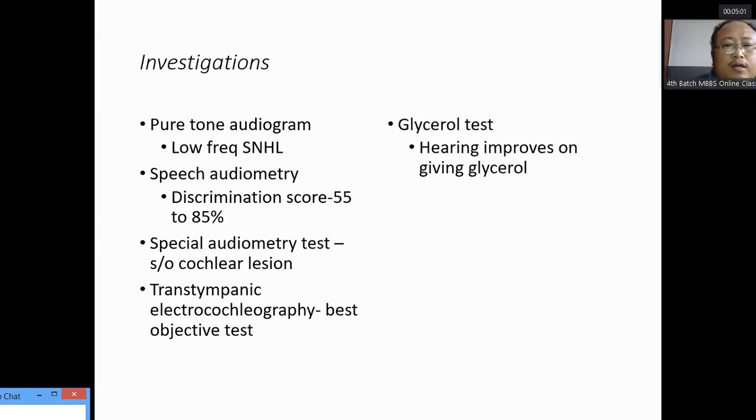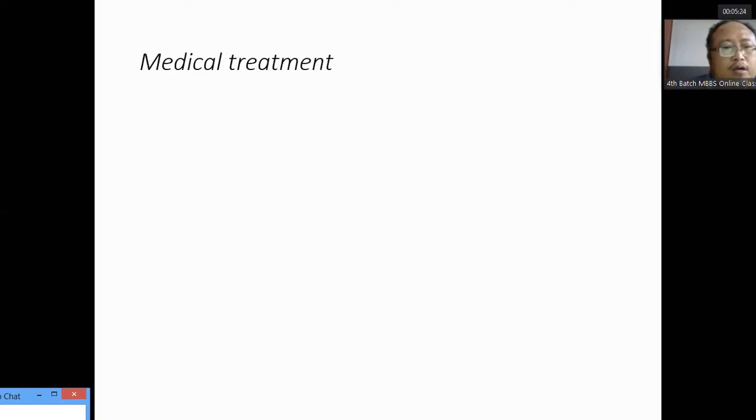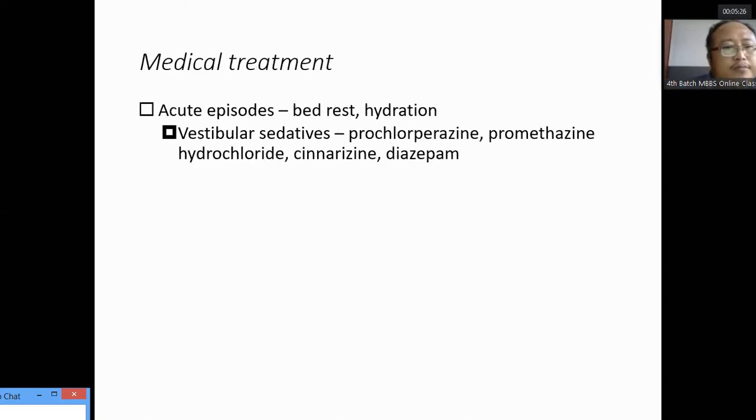And the glycerol test: when the patient improves after giving glycerol, we might diagnose a case of Meniere disease. We don't go into the details of this test now. The caloric test shows canal paresis. The caloric test will be discussed later on. How do you manage the case?